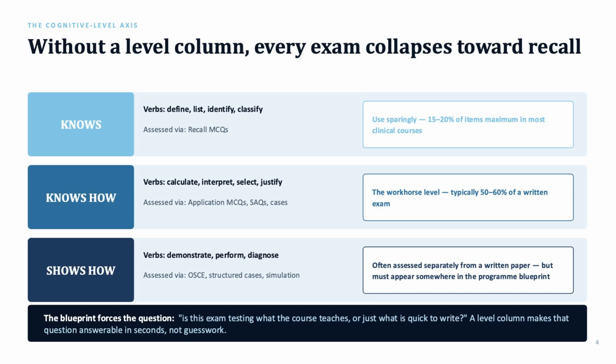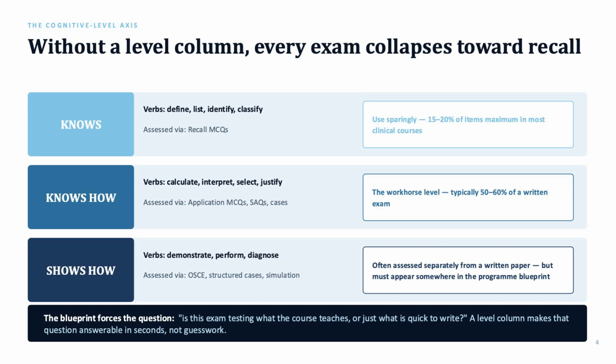On the cognitive level axis, a core principle is that without a level column, every exam tends to collapse toward recall. We use a 3-tiered framework. At the base is knows, which concerns foundational knowledge. The verbs include define, list, identify, and classify, typically assessed through recall MCQs. Importantly, this should be used sparingly, comprising 15 to 20% in most clinical courses.